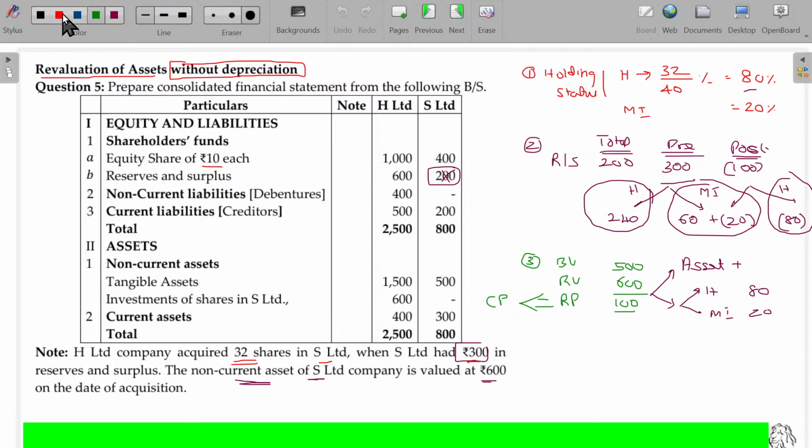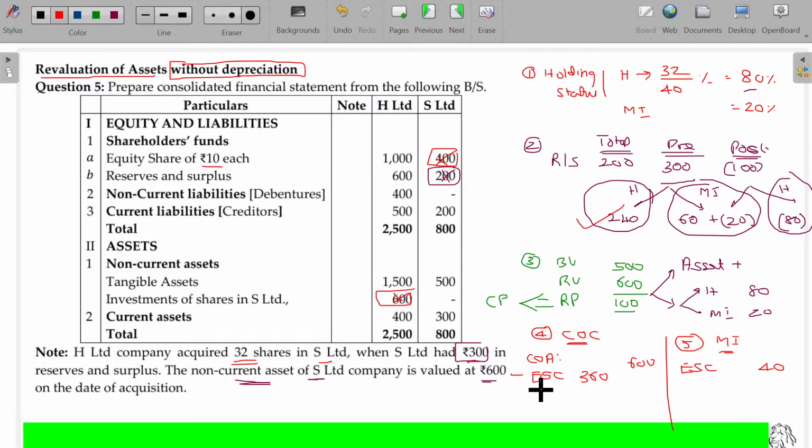Now the next step is to calculate cost of control and minority interest. What about the cost of acquisition? Cost of acquisition being 600 minus net worth. Net worth is nothing but equity share capital. 400 rupees is the equity share capital. Out of that, holding company holds 80%, 360. Balance held by the minority interest, 40.